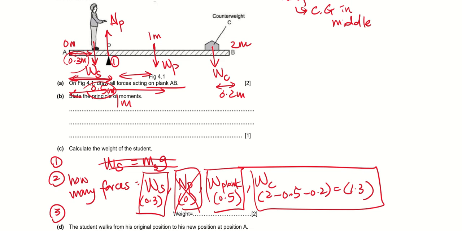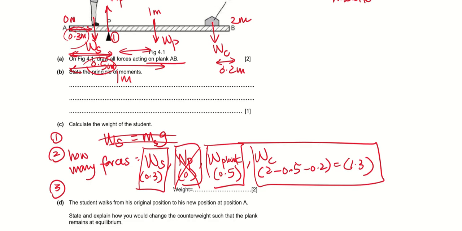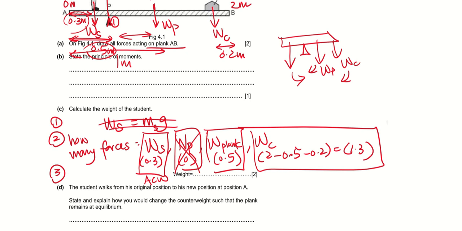So now we have to find whether each of these moments is clockwise or anti-clockwise. So for this one it will be anti-clockwise, because the pivot is here, the force is to the left of it and downward, so it will be anti-clockwise. For WP, it is over here, right? So it will be clockwise, and for the counterweight, it will also be clockwise, right?